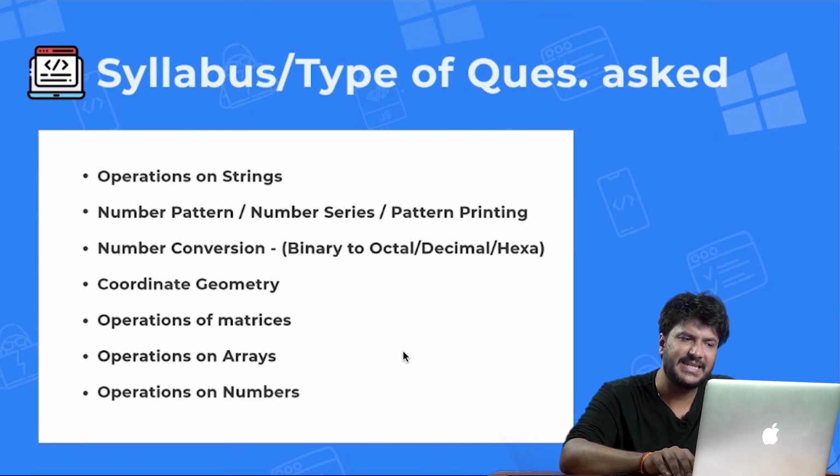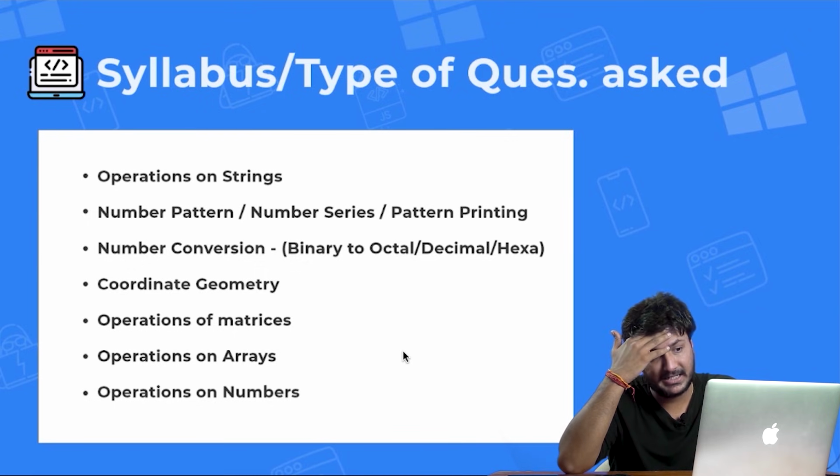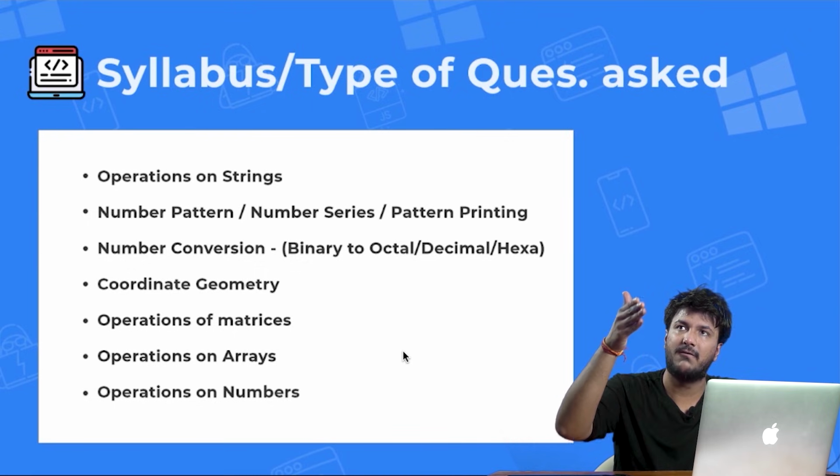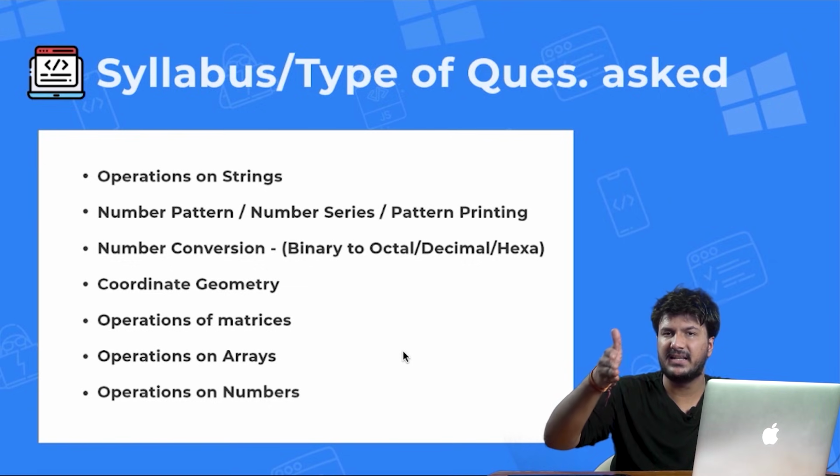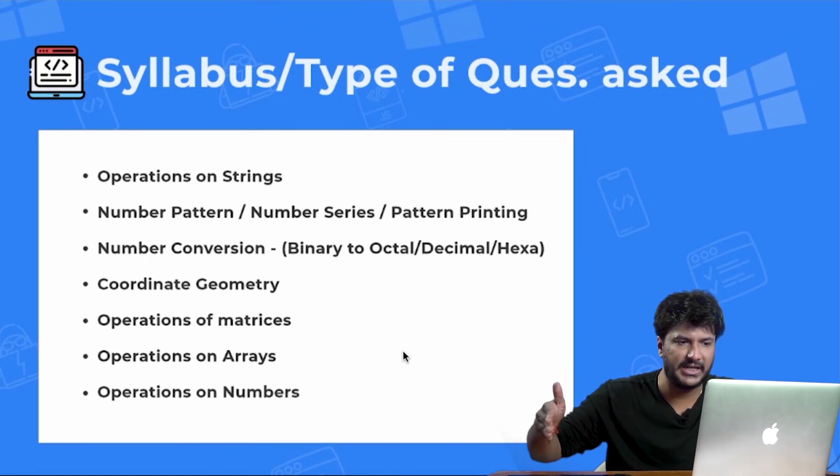Number pattern, number series, and pattern printing. Pattern printing would be like, you print one star, then 2 stars in the next line, and then 3 stars in the next line, and so on. Such kind of pattern printing questions.